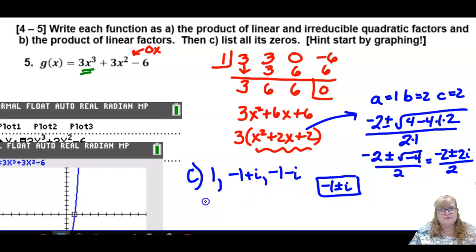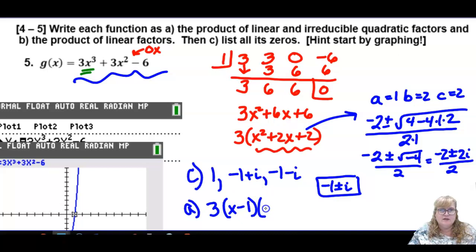All right, part A would factor x minus 1. There was a 3 that we took out, so we need to include that 3. Because remember, if I were to FOIL this back together, it's got to become this guy up here. So I had a 3 that I took out, an x minus 1. The 3 is not a 0, it's just a constant. And then x squared plus 2x plus 2. Those are the linear and irreducible quadratic factors.